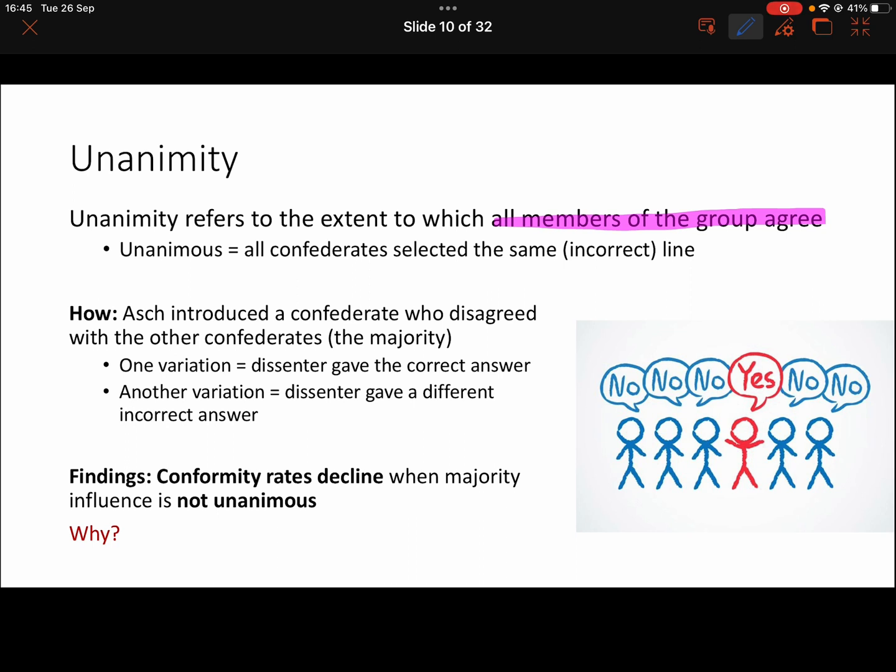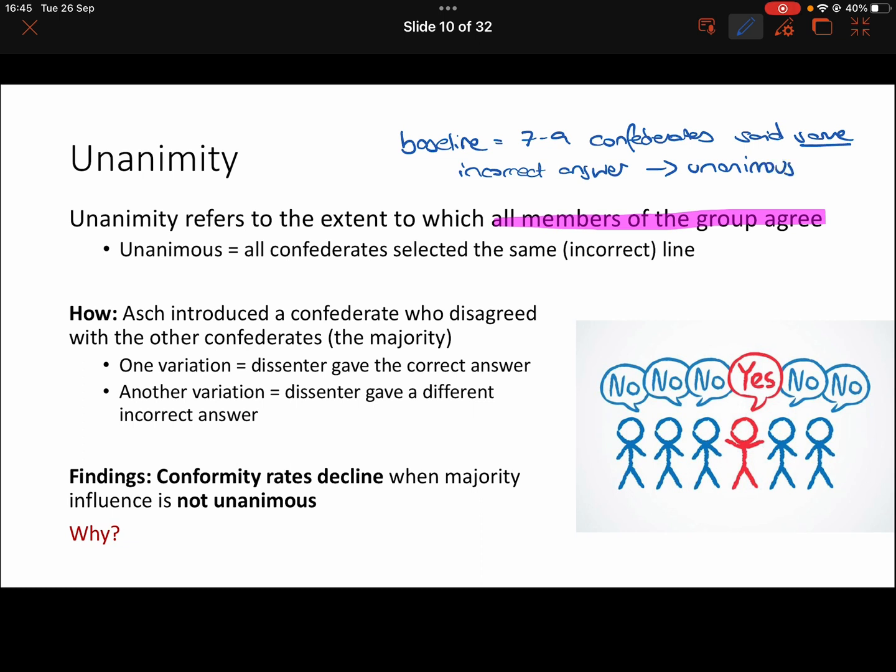And what happens when there isn't this united front? What happens when the Confederates don't agree with one another? Remember that in the baseline study, those 7 to 9 Confederates all said the same incorrect answer. That means that they were unanimous in their decision. What happens when they're not unanimous?